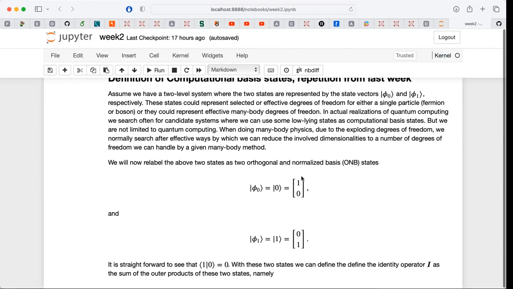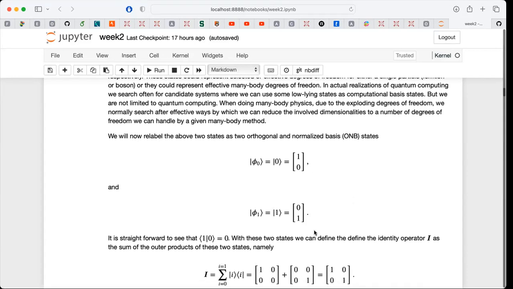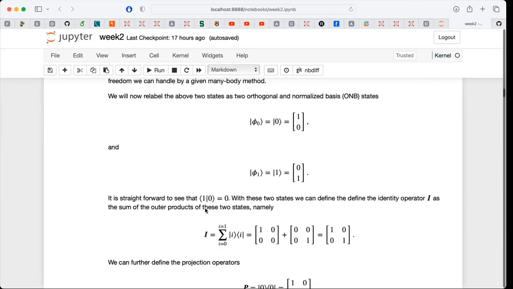In this specific case, a possible basis is the one you see here, where we have two vectors, (1, 0) and (0, 1). This could correspond to the spin degrees of freedom for what we in quantum mechanics would call spin half objects. So this could be the spin up part and this could be the spin down part. And it's pretty straightforward to see that the overlap between these two states is exactly equal to 0. Just perform the operations.